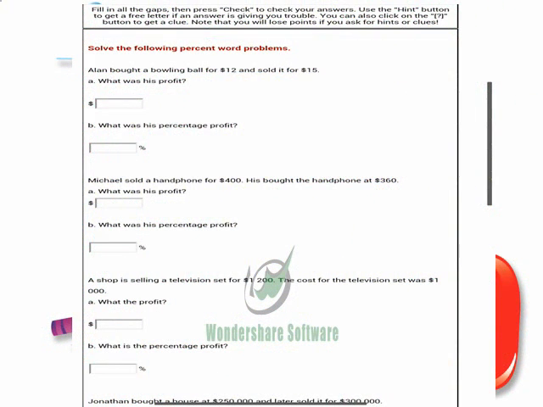This is the screenshot of the online worksheets where the students can fill in all the gaps, and the students may also check their answer by clicking on the check button in order to find out if their answer is right or wrong.